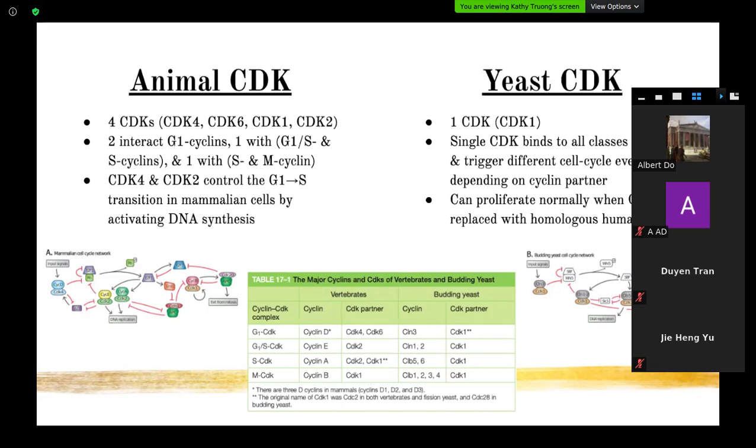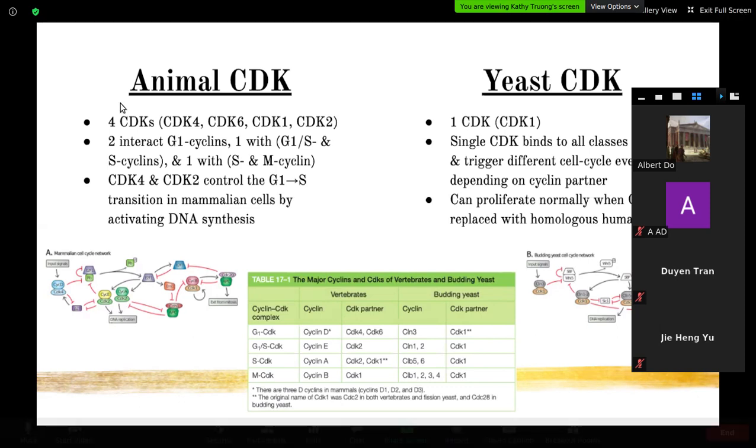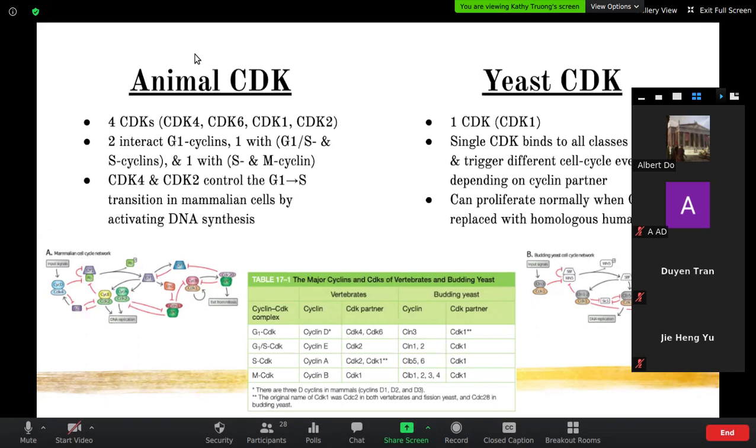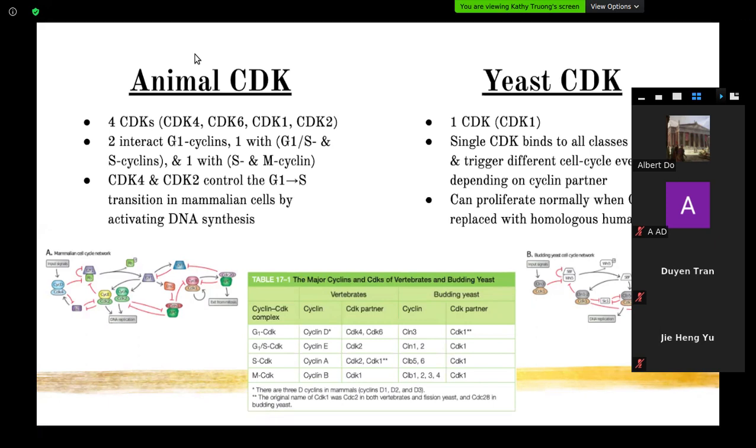Specifically, CDK4 and 6 control the G1 to S transition, and they do this by activating DNA synthesis. Without activating these CDKs, S phase cannot begin, so the whole cell cycle is stalled. In comparison to yeast, they only have one CDK, CDK1.